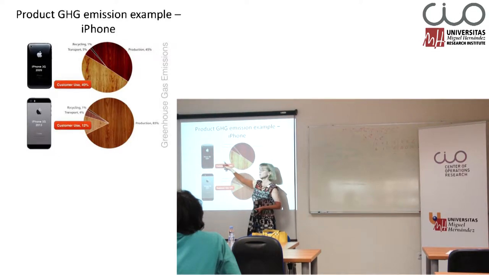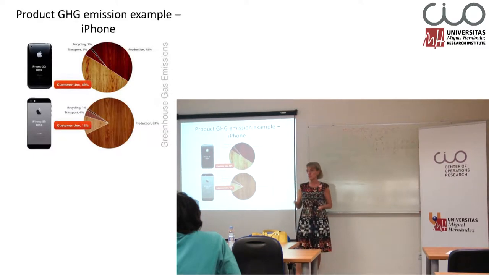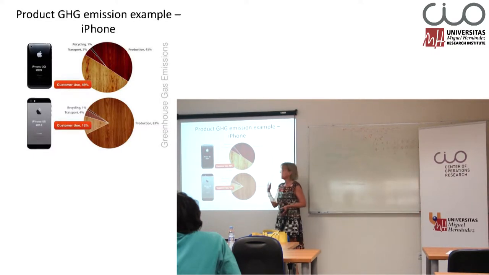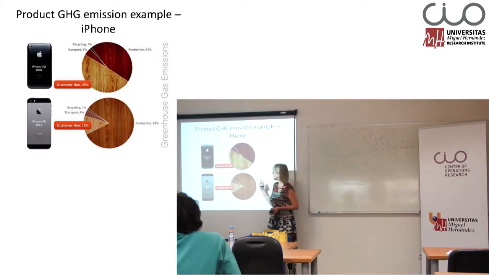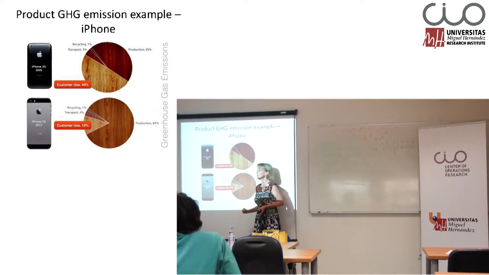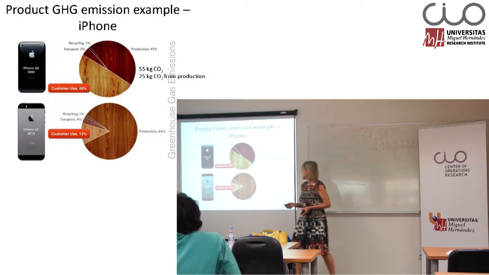And if you had one of those early iPhones, you can remember that they were horrible. You had to recharge them all the time because they were really losing power very fast. And so with the new generations, they have better power management, so you have to charge your iPhones less often. So only 20% was coming from customer use, but production emissions went from 45% to 83%.